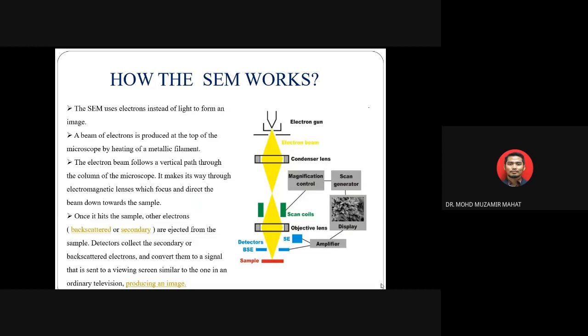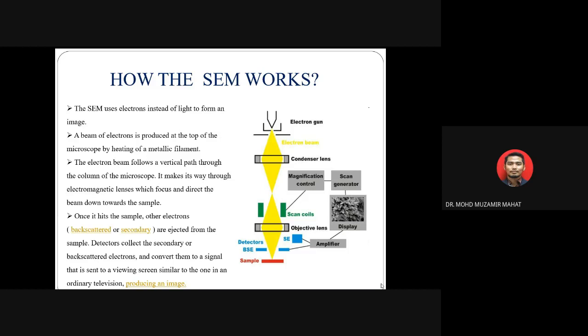Back to the principle of how SEM works. SEM uses electrons instead of light to form an image. A normal microscope uses normal light, but SEM, to give you a high resolution image, uses electrons as the source instead of light. A beam of electrons is produced at the top of the microscope by hitting a metallic filament, at the electron gun area. The electron beam follows a vertical path through the column of the microscope. It makes its way through electromagnetic lenses, which focus and direct the beam down towards the sample.